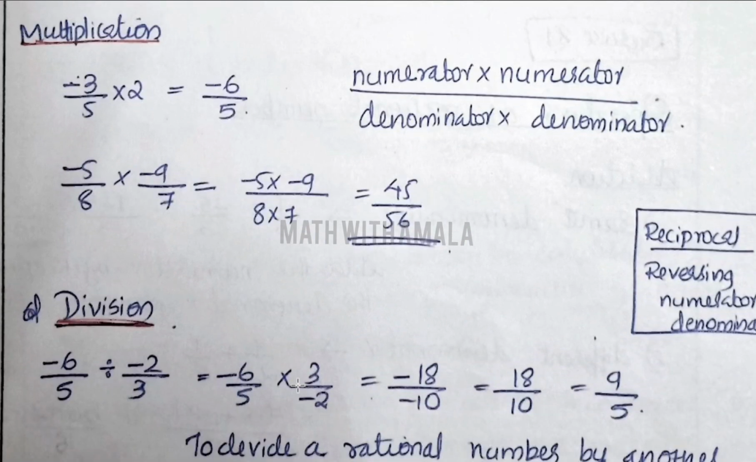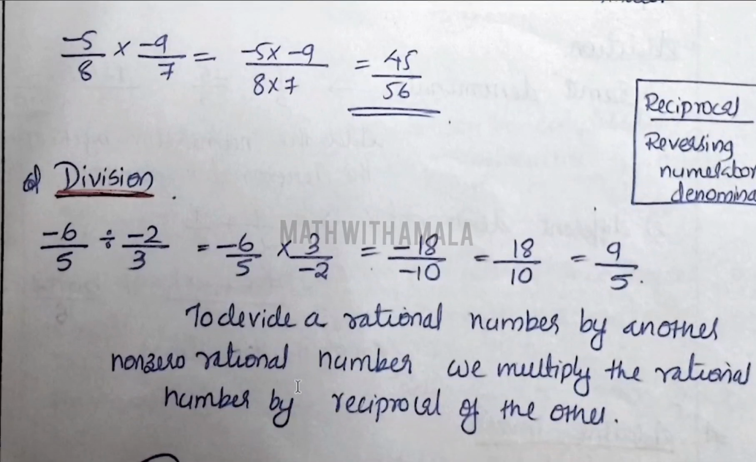Multiplication. Here we can do the direct multiplication of numerators and denominators. Minus 3 by 2 into 2 by 1 is equal to minus 3 into 2 divided by 5 into 1, that is minus 6 by 5. Minus 5 into minus 9 divided by 8 into 7, that is 45 by 56.